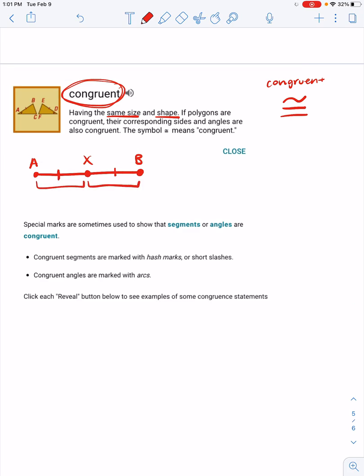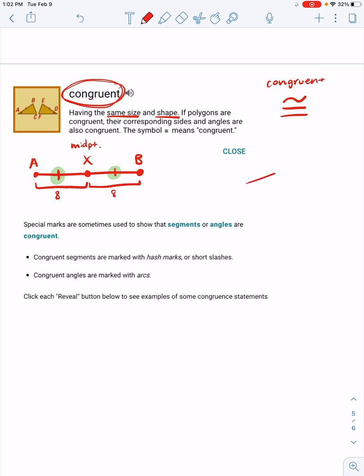So what we do, I'm going to get rid of these little marks. We use these little symbols right here. Those are called hash marks, and they show that two things are congruent or they're the same size. So like I could also say, okay, the length of AX is 8, and then here the length of XB is also 8. Therefore, they're congruent, which makes X a midpoint, okay? Because the segments are congruent.